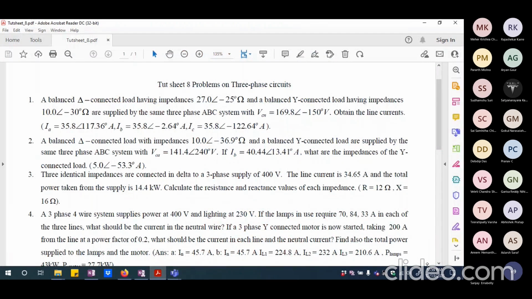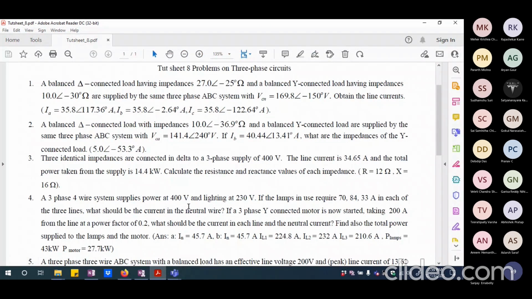Okay, so let's look at the fourth problem. A 3-phase 4-wire system supplies power at 400 volts to the motor, and lighting at 230 volts. So at home, whatever we have as lighting supply is all 230 volts. Your single phase bulbs, what you buy from the market, are all rated for 230 volts. If the lamps in use require 70, 84 and 33 ampere in each of the 3 lines, what should be the current in the neutral wire?